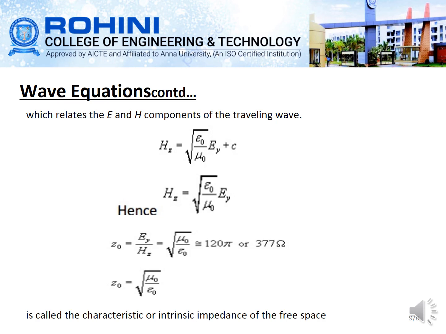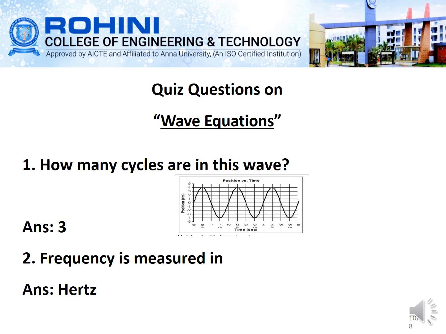Since the electric field and the magnetic field travel in the same way, we write Hz is equal to root of epsilon naught divided by mu naught into Ey. Hence Z naught is equal to Ey by Hz, which we can write as either 120 pi or 377 ohms, which is nothing but the intrinsic impedance of free space.